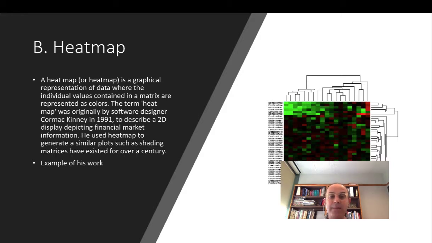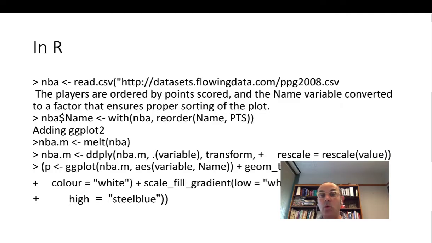The next one is the heat map. And again, a heat map can be a beautiful display, and it can tell you about a larger set of data and what it entails. This is from the work of the design engineer Kendi in 1991 to describe the 2D display of financial market information. So he took it in 1991, tried to capture the market in order to display this heat map, which is considered to be a very good indication of what's going on.